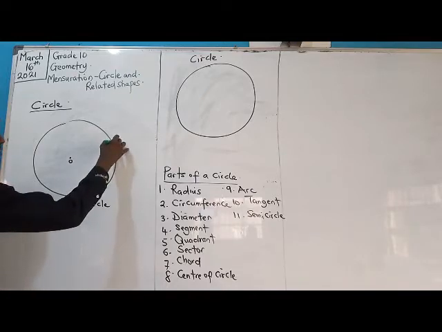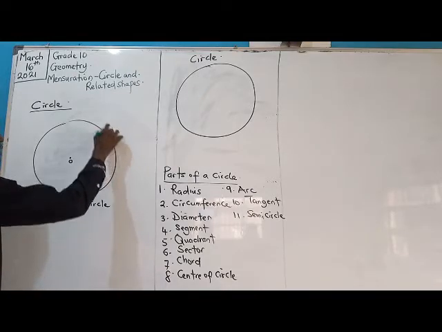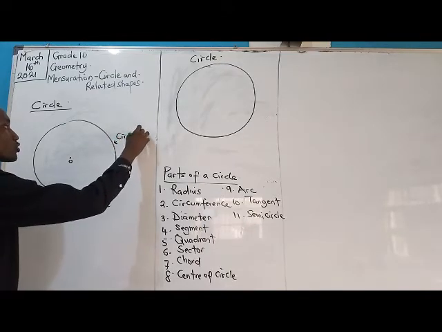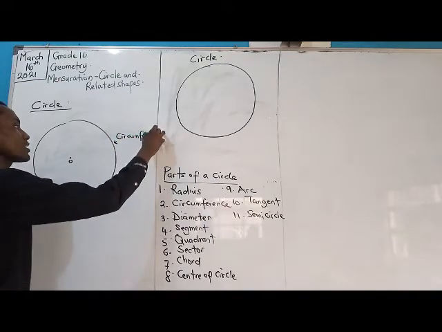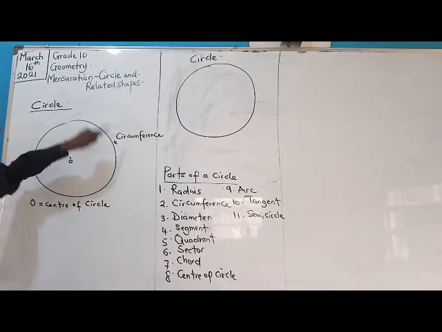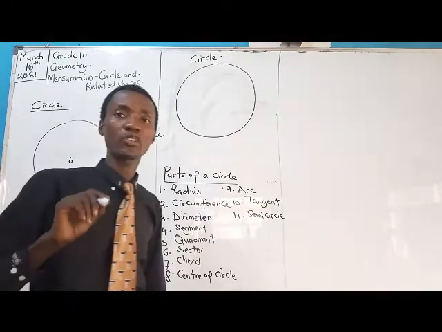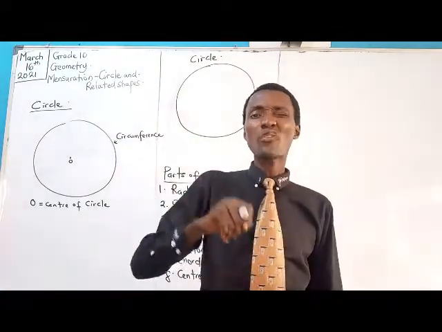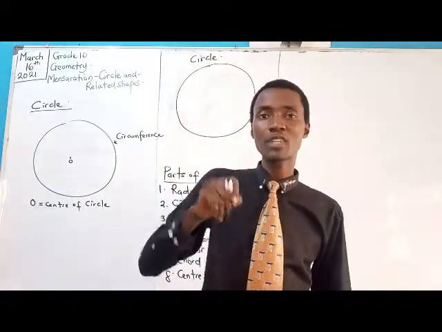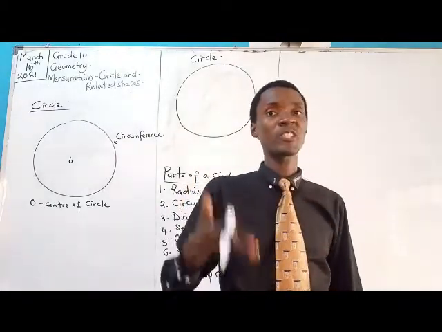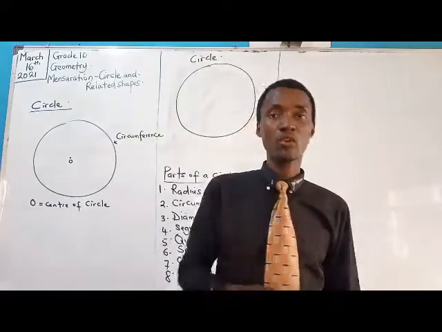Then this part outside is what is called the circumference. It's important you are able to identify and label them correctly. This part round it is called the circumference. Another name for circumference is the perimeter. So circumference refers to a special name given to the perimeter of a circle. So the perimeter of a circle is called the circumference.